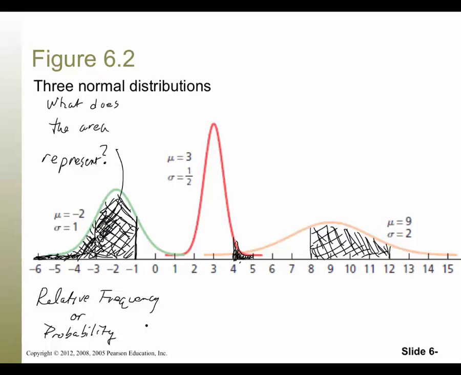Okay, so then what about this one? Here we go. This one right here. What does that area represent? Not between. Not between. So yeah, greater than 4. So that area is the probability or the relative frequency that the value of the variable is greater than 4. Okay, what about this last one?